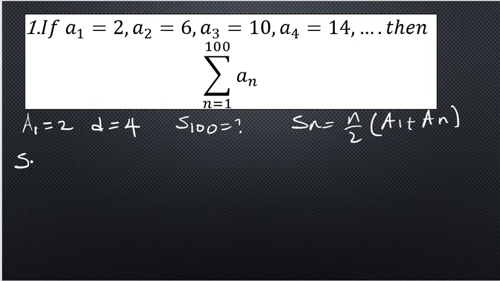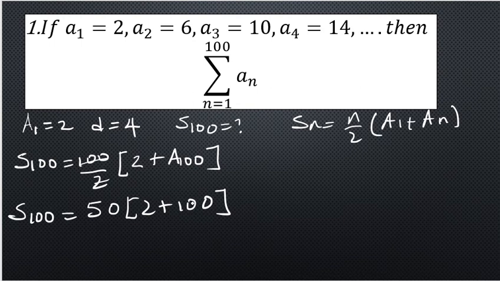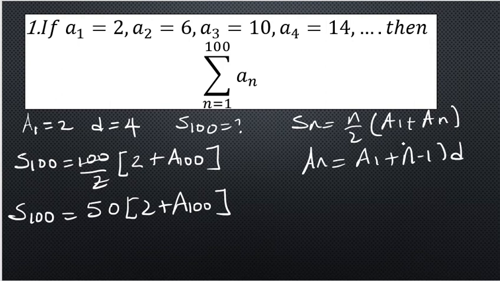Therefore, sum of 100 is equal to 100 over 2 times the bracket A1, which is 2, plus A100. We don't know A100 this time, so we can cut the 2 here: 50 in bracket 2 plus A100. The second one is not 100, it's A100, the hundredth term. But again, the nth term is A1 plus n minus 1 times d. This is the formula for the nth term.